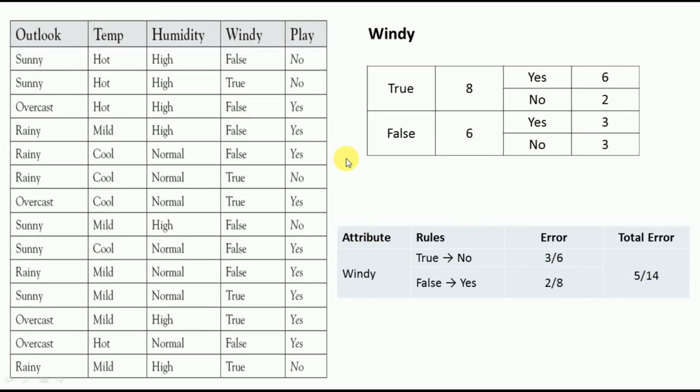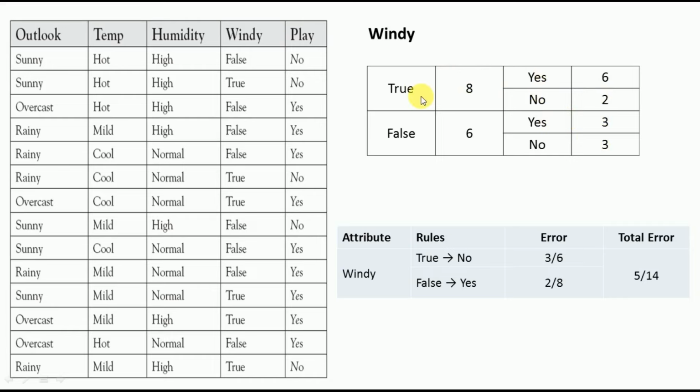Now coming back to the next attribute, that is windy. There are 2 possibilities, one is true and the other is false. True are 8 in this case. If we just count the true, there are 8 possibilities, and for false, there are 6 possibilities. Out of 8, 6 are yes and 2 are no. Out of 6, 3 are yes and 3 are no in this case.